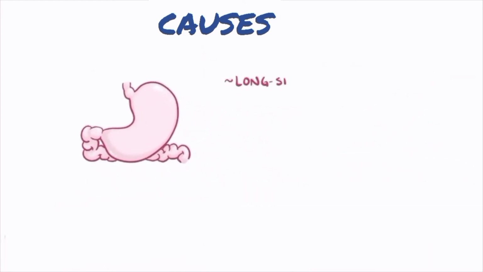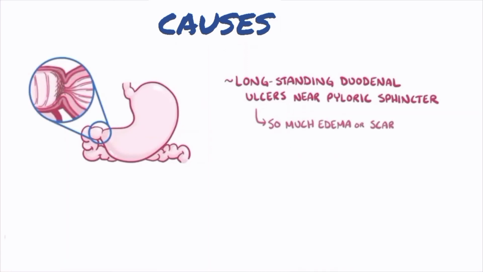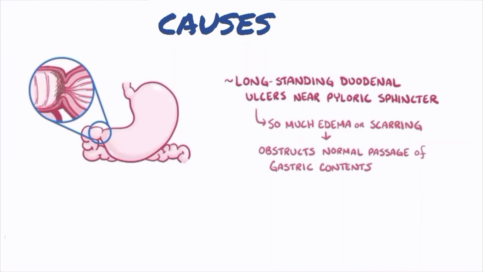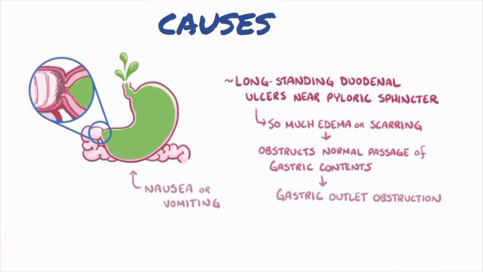Finally, very long-standing duodenal ulcers near the pyloric sphincter can sometimes have so much edema or scarring that they obstruct the normal passage of gastric contents into the intestine, resulting in a gastric outlet obstruction. This can quickly lead to nausea or vomiting since the food literally can't get by.